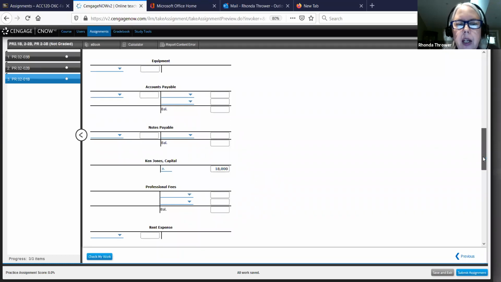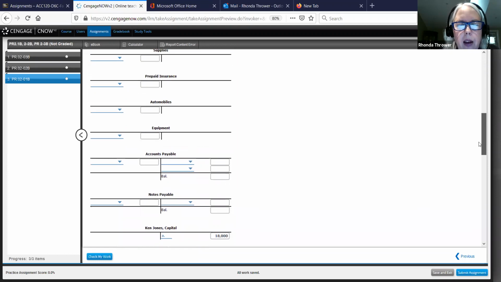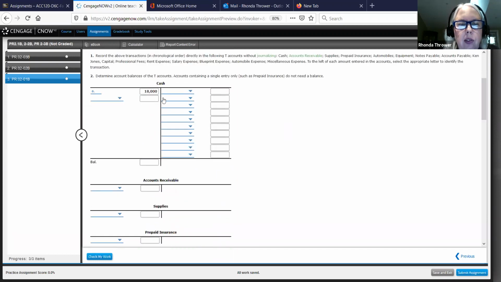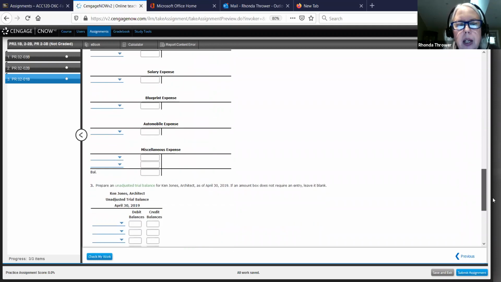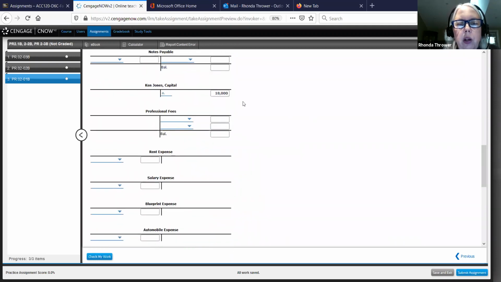So every transaction has to have at least 2 accounts. One of my accounts was cash in this situation, where we debited it for $18,000. The other account was capital, where we credited it for $18,000. Every transaction has to have at least 1 debit and 1 credit in order to balance.